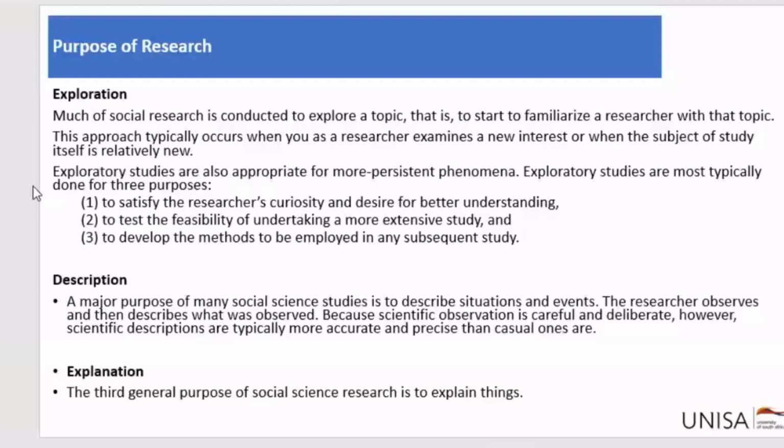The descriptive one: a major purpose of many social science studies is to describe situations and events. So here, you observe as a researcher, and then you describe what was observed, because scientific observation is careful and deliberate. Remember, one of the tools of research is observation. So you give a description of what you have observed, and you just state it as it is. Explanation is the third purpose of social science, and the idea here is to explain things.